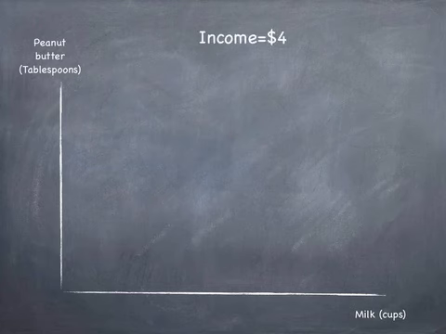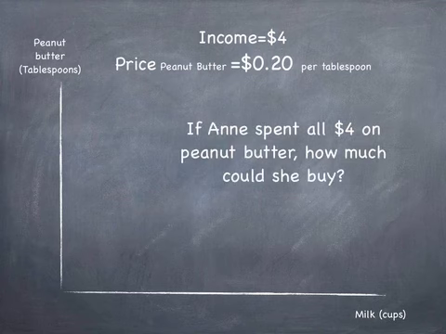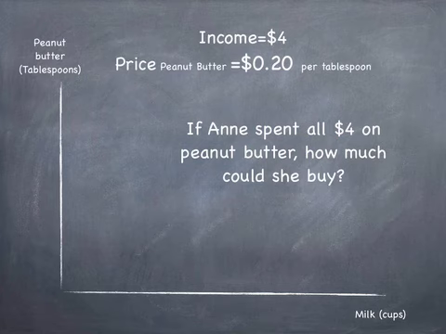Let's suppose that Anne has an income of $4 and the price of peanut butter is 20 cents per tablespoon. If Anne spent all $4 on peanut butter, how much could she buy? Well, to find this out, we'll take the income of $4 and divide it by 20 cents, or in other words, the price of peanut butter. So $4 over 20 cents gives us 20. So we'll mark on the peanut butter axis the point of 20. That, on the y-axis, gives us how much peanut butter she would be able to buy if she spent all of her income just on peanut butter.